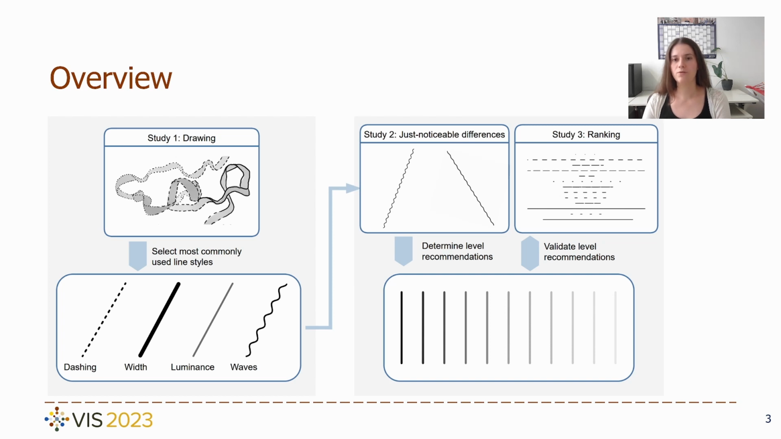In the second part of our work, we investigated discriminability. We calculated the J and D and determined level recommendations. In the last study, we validated these level recommendations in ranking tasks.